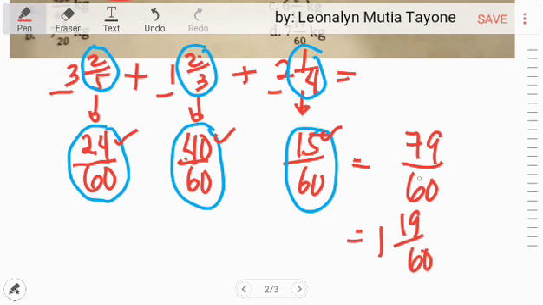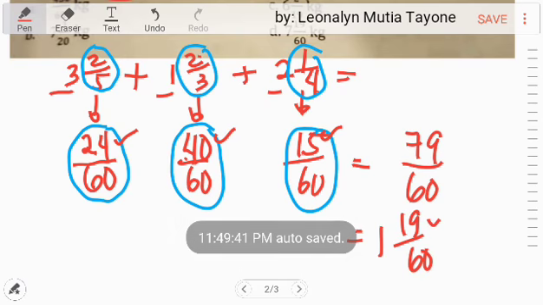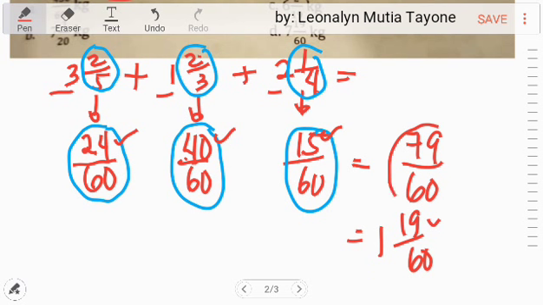Paano? Ilang 60 ba ang 79? Isa lang ang 60 dyan. So, i-minus mo na lang 79 minus 60, and that is 19. So, yun yung numerator mo. In other words, mayroon tayong separate video on how to make improper fraction into mixed number. So, itong 79 over 60 equivalent ng 1 and 19 over 60.